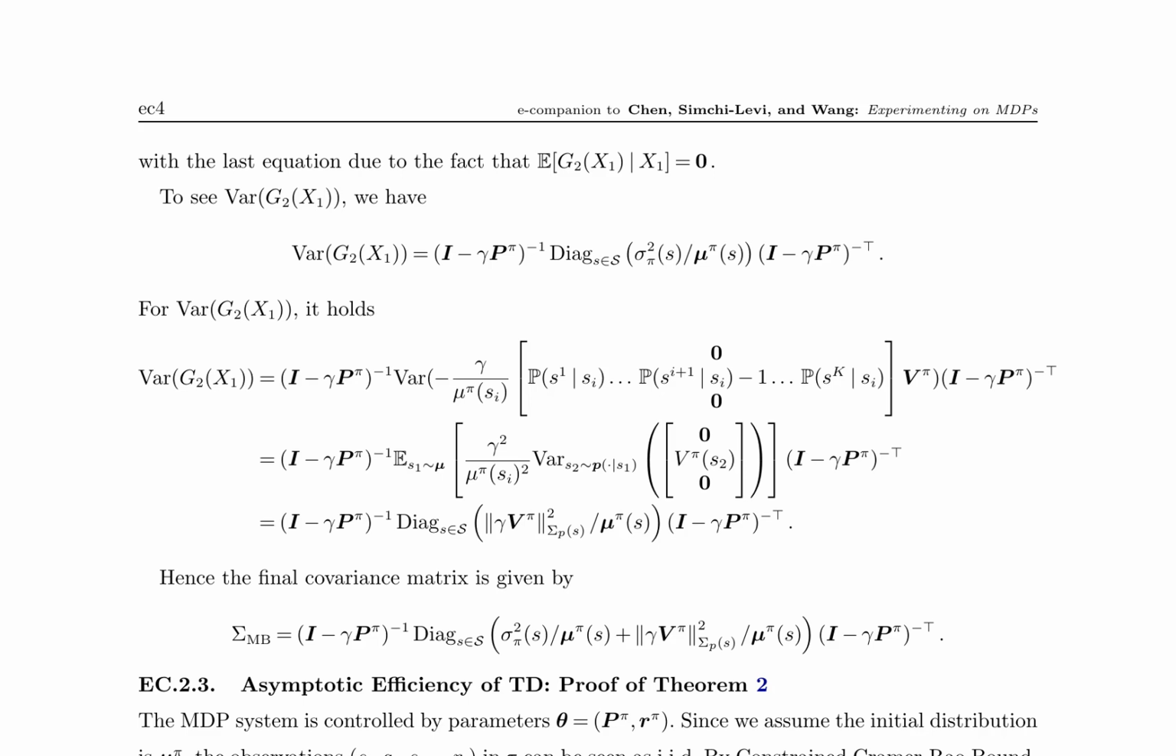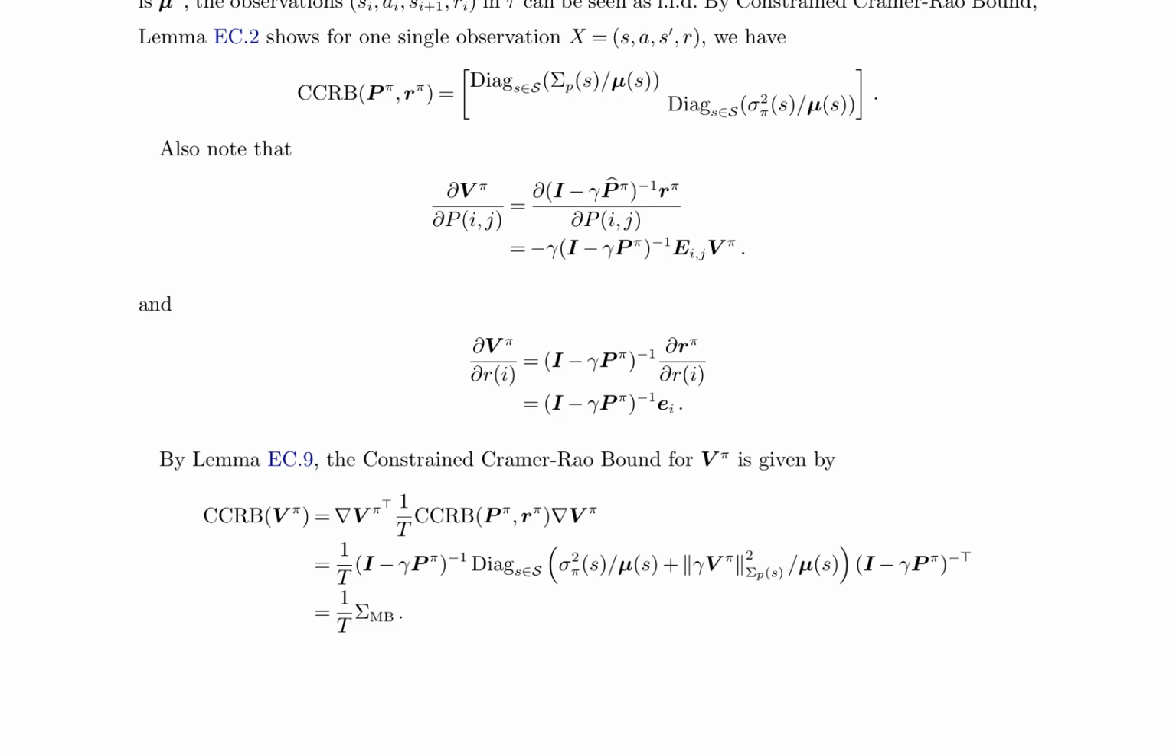The final covariance matrix sigma mb is given by the inverse of I gamma p pi, multiplied by the diagonal matrix of sigma 2 pi, s, micro pi, s, plus the norm of gamma v pi squared times sigma ps, micro pi, s. In the proof of Theorem 2, the authors establish the asymptotic efficiency of the TD algorithm by deriving the constrained Cramer-Rao bound, CCRB, for the MDP system controlled by parameters theta equals p pi, r pi.